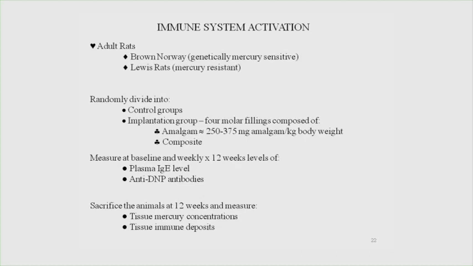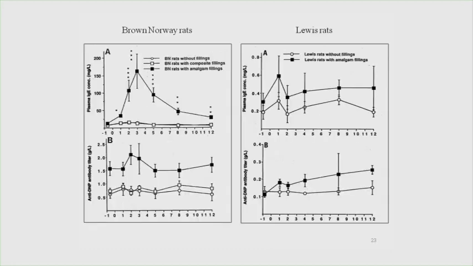At baseline and at 12 weeks, you're going to look at levels of immune system activation: plasma IgE levels that represent B cell activity, anti-DNP antibodies, which are T cell activity. You're going to sacrifice the animals at 12 weeks and look at tissue mercury concentrations, tissue immune deposits. Now, the Brown Norway rats that are genetically mercury sensitive elaborate a brisk immune response with the mercury fillings. The Lewis rats that are genetically mercury resistant mount less of an immune response. We all vary in our genetics and in our susceptibility to autoimmunity from heavy metals, just as the Brown Norway and the Lewis rats do.